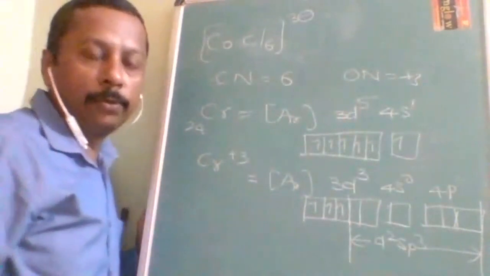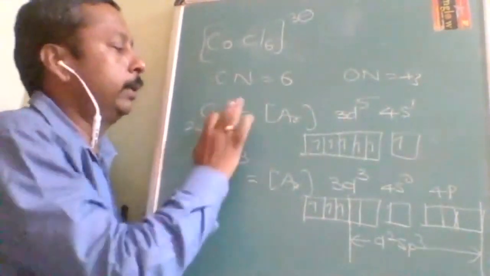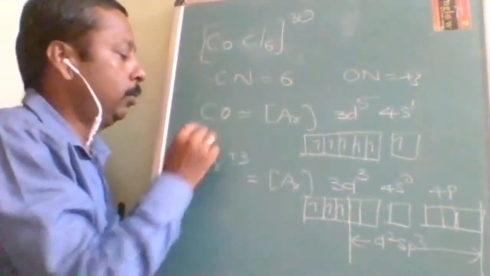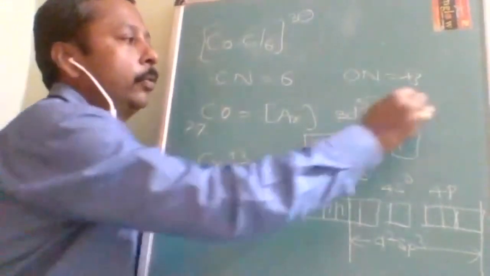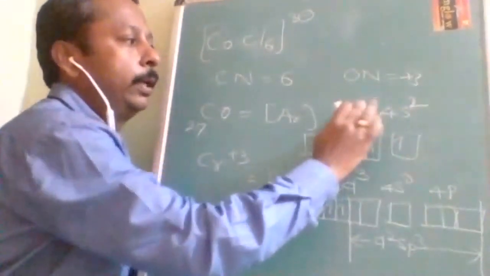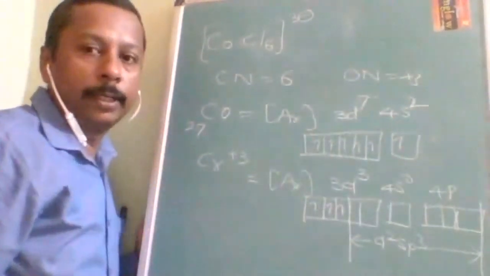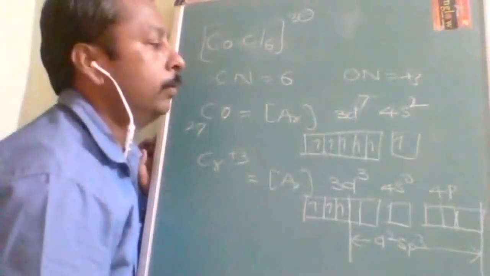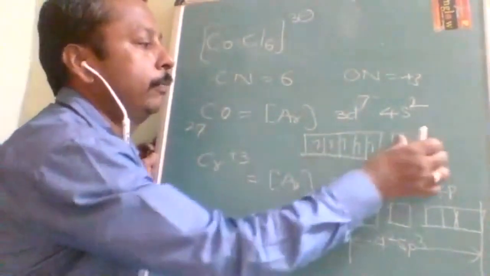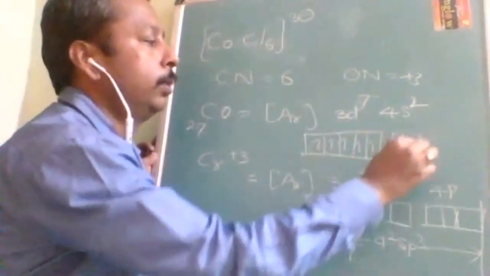Okay, next is cobalt. Cobalt's atomic number is 27, so the configuration is 4s2 3d7. Okay, so 3d7 is there. Now what happens? There are 7 electrons in 3d, and 2 in 4s.